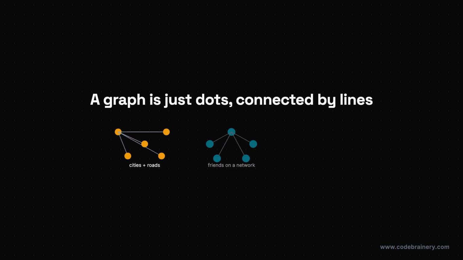A graph is just dots, connected by lines. Cities, linked by roads. Friends, on a social network. Web pages, linked together. Once you see it, graphs really are everywhere.